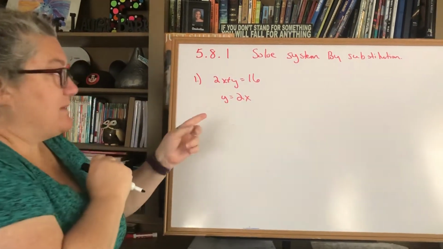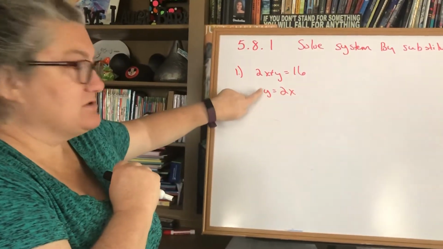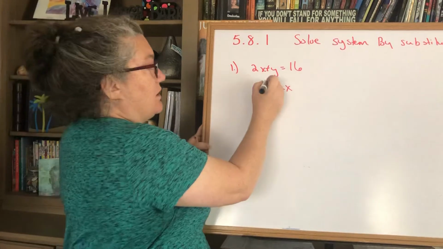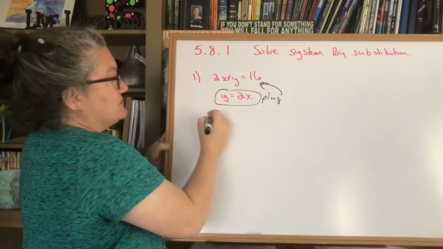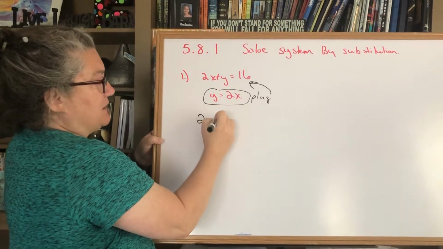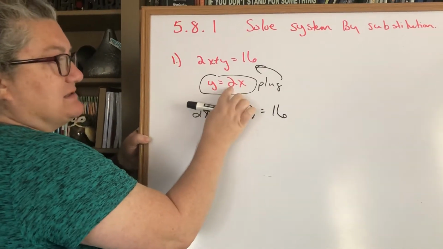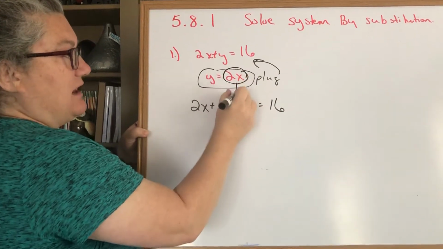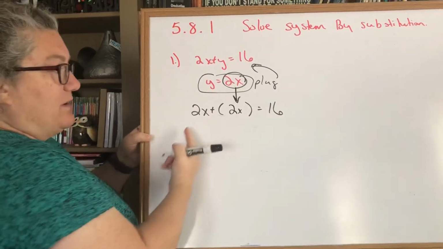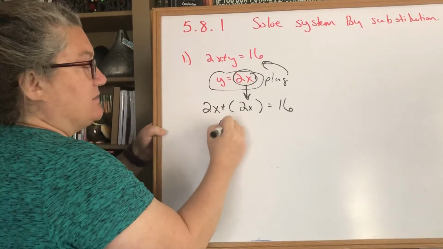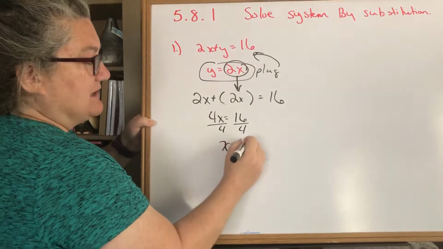So when we solve this by substitution, we can take one of these two equations and solve for a variable. This one's already solved for y, and we're going to plug it into that equation. So I'm going to say 2x plus y equals 16. Well, what is y? Y is 2x. So I take this right here and I put it in for the y. So we have 2x plus 2x. Now I have one linear equation with one variable. So it'll be 4x equals 16, divide by 4, and we found that x is equal to 4.